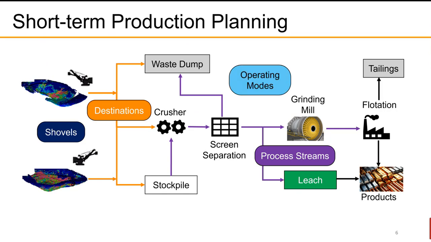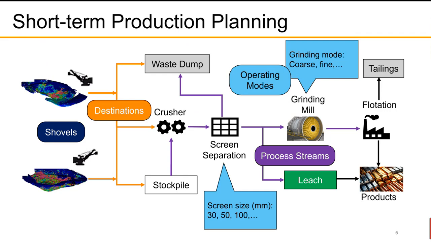And another type of decision variable that we want to include here is operating modes. So we could have different processing facilities, and these facilities might have different operating modes, and we want to be optimizing the choice of those modes with these other decision variables. So for example, if we have a screen separation facility, that we can control the aperture of the screen setting. That's a decision that we want to include in this type of framework. Another example could be if we have a grinding mill where we have coarse or fine grinding modes that we want to look at as well.